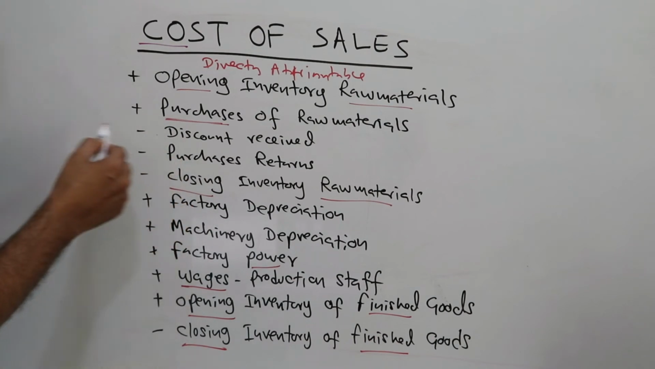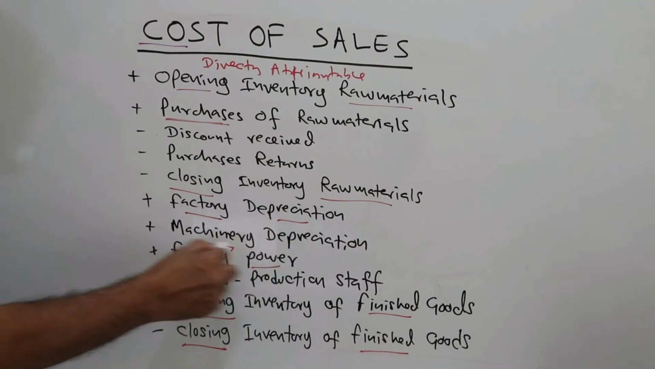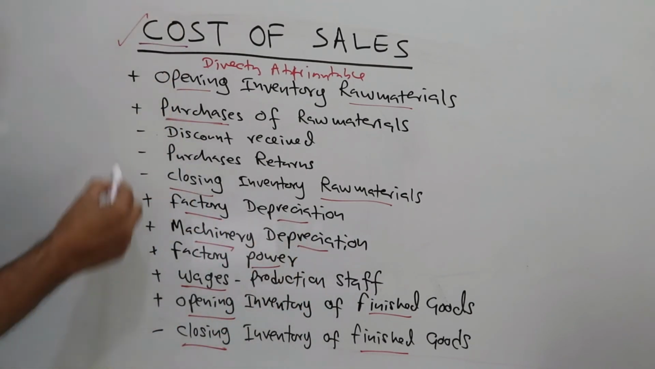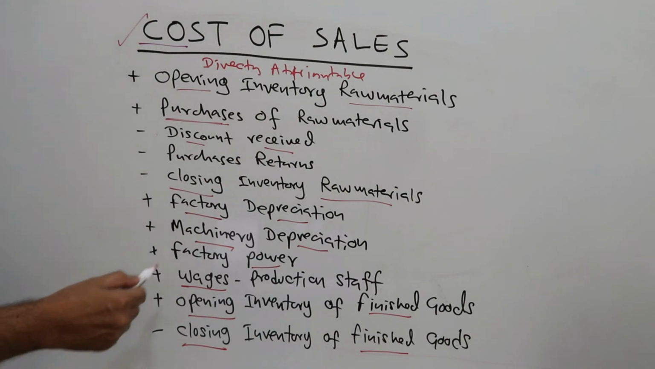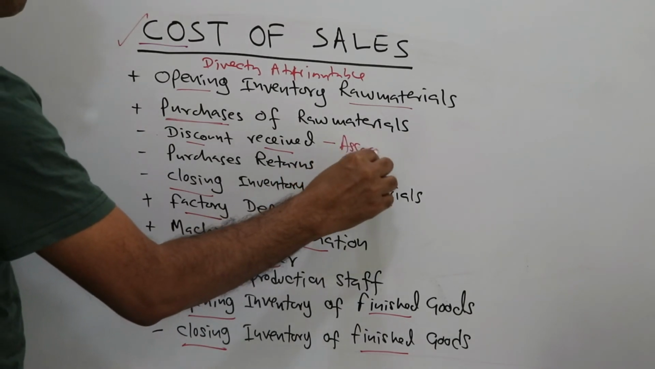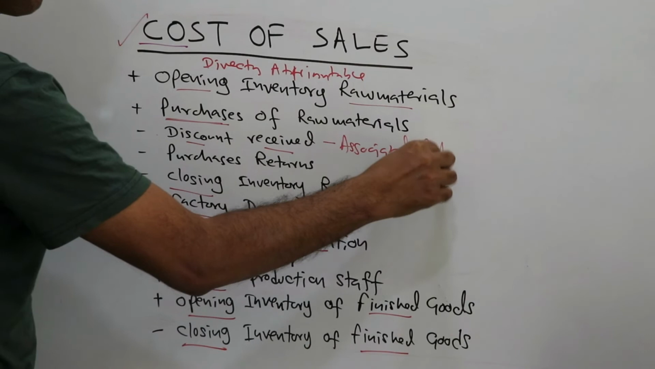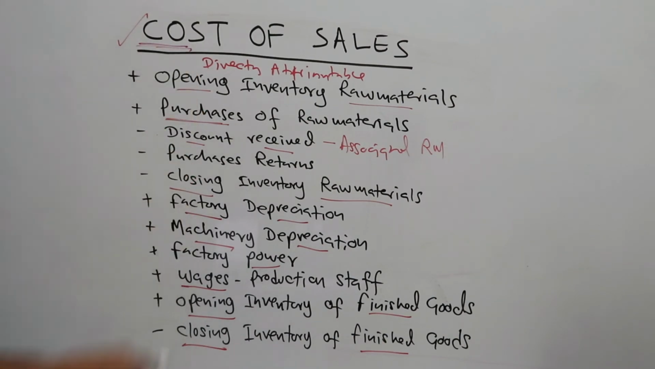In addition to that, we have depreciation of factory assets like machineries and equipments. Those costs also should be included in the cost of sales. And also discount received. These are also deducted from cost of sales because these are directly associated with the purchases of raw materials or inventories. So therefore, it has to be part of the cost of sales. So basically, those are the things included in the cost of sales. I will discuss a complete question relating to this, how to segregate all these details into these headings.